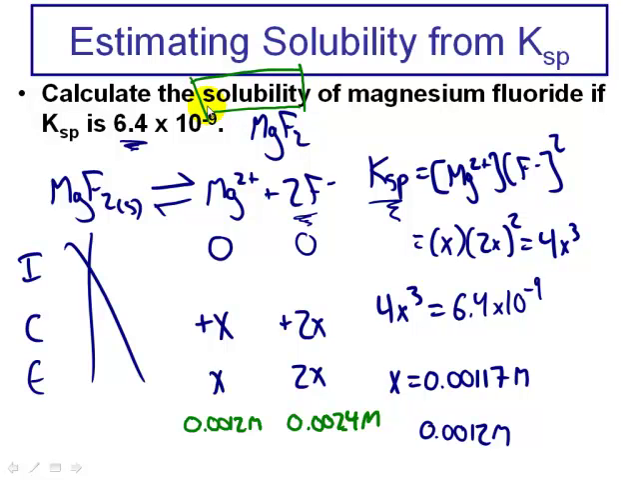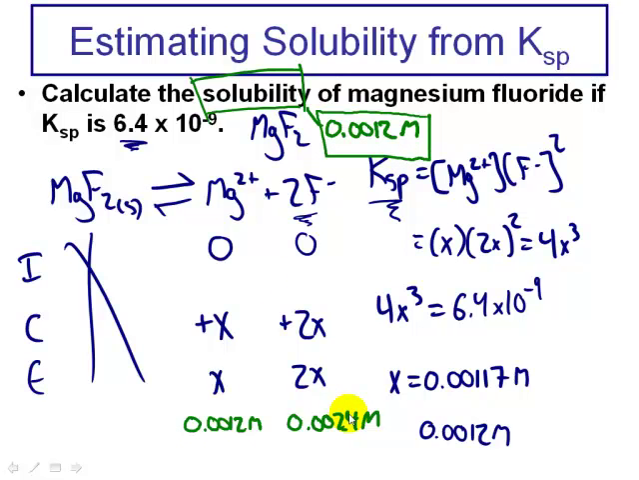Well, we can find that from the ion concentrations. It turns out that the solubility of magnesium fluoride is 0.0012 molar, or 0.0012 moles per liter. And you say, well, Mr. Harper, why is that? We have these 2 ion concentrations down here, and you're saying that the solubility of the compound is equal just to the concentration of magnesium, but not fluoride. Why, Mr. Harper, is that?